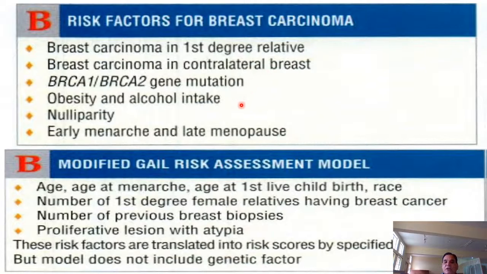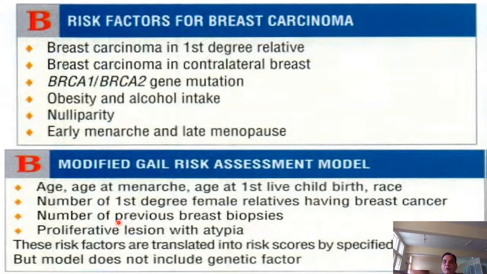So we talked about the risk assessment model. The commonest we are considering is the modified Gail risk assessment model for CA breast. What does the risk assessment say? Ask the patient: age of the patient, age at menarche, age at first live childbirth, and race. It is more common in black women. Number of first degree female relatives having breast cancer. This is how you have to ask the history for the Gail factor. Never forget this question.